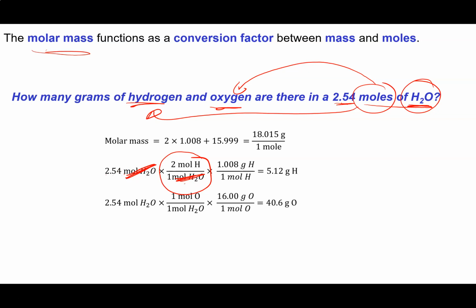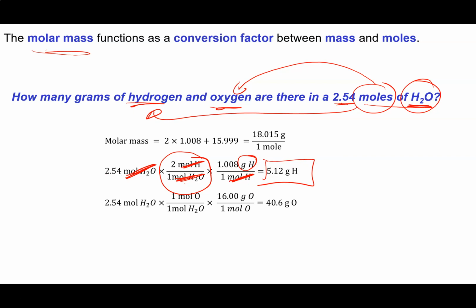And now what I want to know is, what is that mass in grams? So I can apply the molar mass at this point, and I know that I get 1.08 grams of hydrogen for every 1 mole of hydrogen. So moles of hydrogen cancels out, leaving me with grams of hydrogen, which is 5.12 grams.